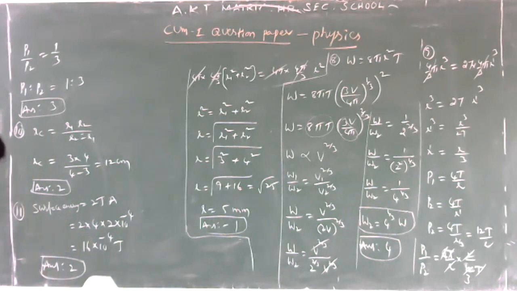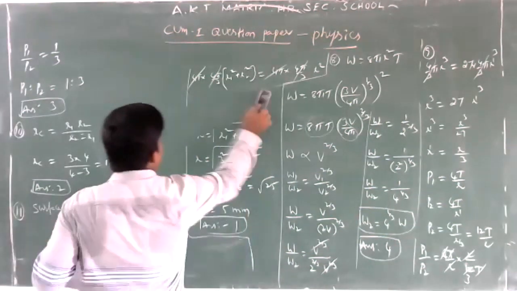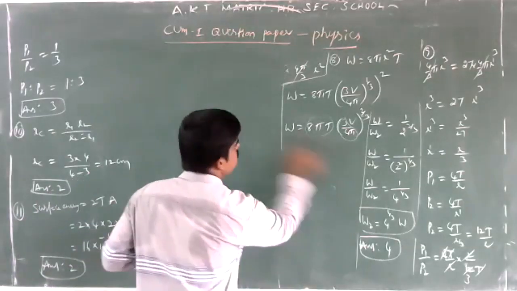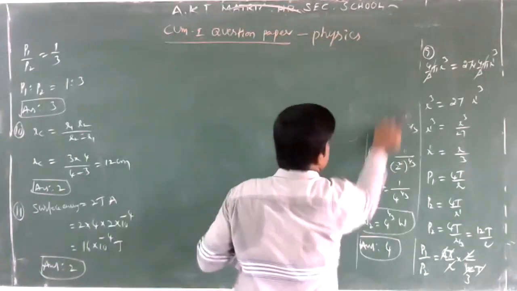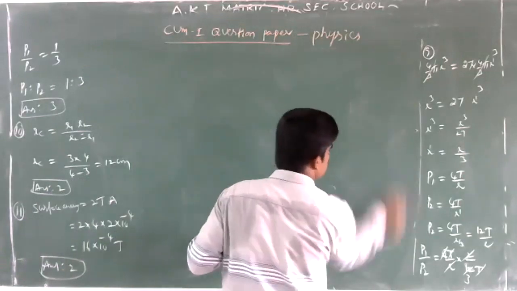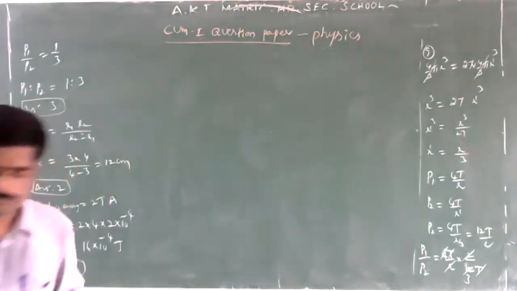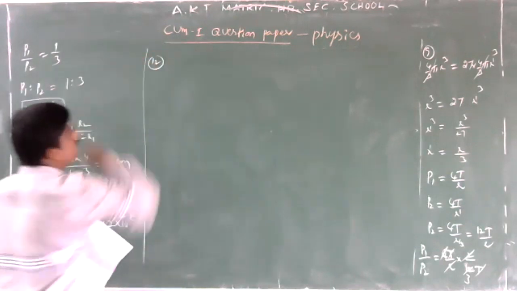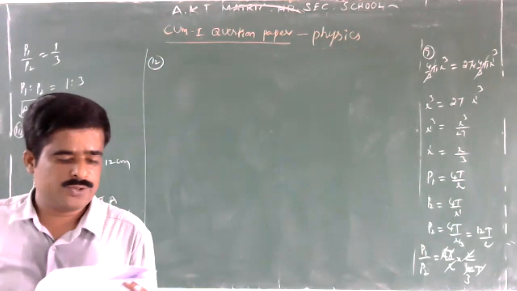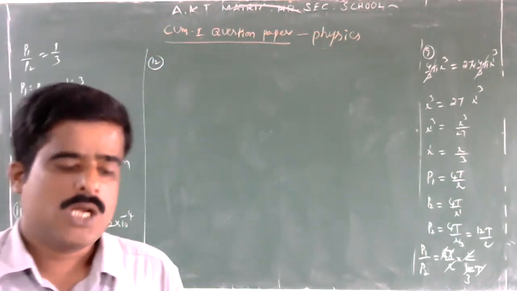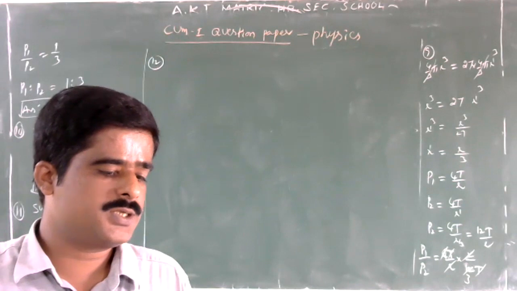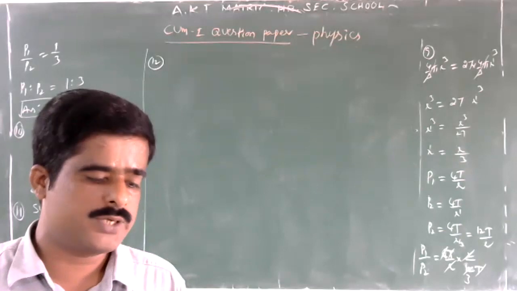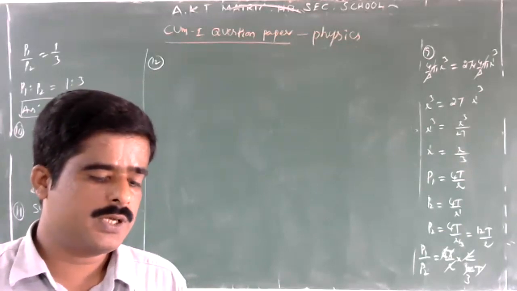12th question. A non-viscous liquid flows in a tube from left to right. At two positions, cross-sectional areas are A1 and A2 and densities ρ1 and ρ2, velocities v1 and v2 respectively. Find the v1 by v2.